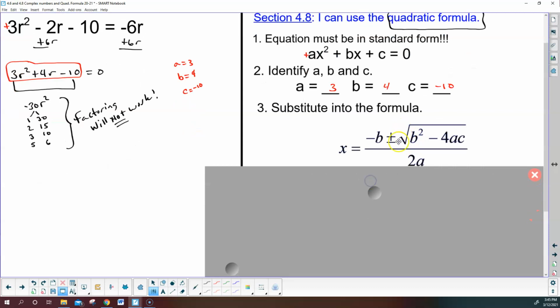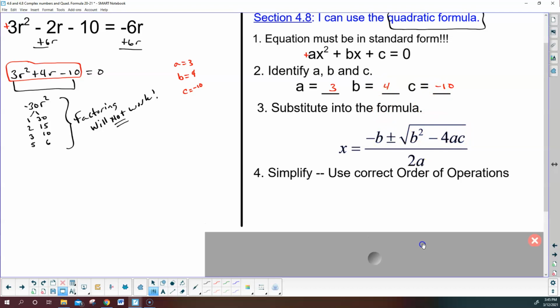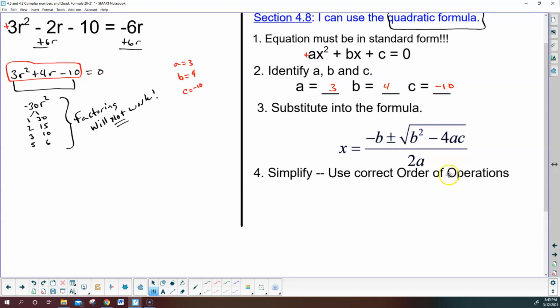So once you have this, what do we do? Well, anywhere there's an a, we're going to plug in 3. Anywhere there's a b, we're going to plug in 4. And anywhere there's a c, we'll plug in negative 10. And then we're going to simplify and use our order of operations. So I'm going to do this example here to show you that if factoring doesn't work, we can still get our answer. And we're going to do it using the quadratic formula.